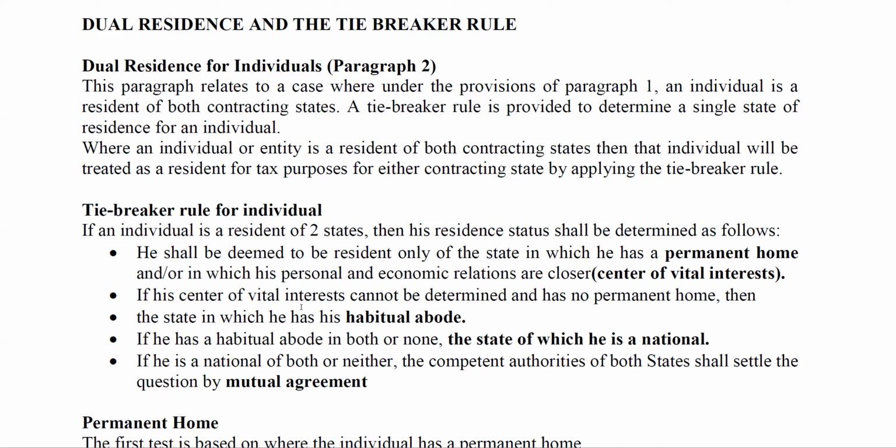So the dual residents, mostly at the exam, the ones for companies are not that difficult. But when it comes to individuals, I think a lot of people cannot wrap their heads around it. So we are going to dive deeper into that kind of question, right?